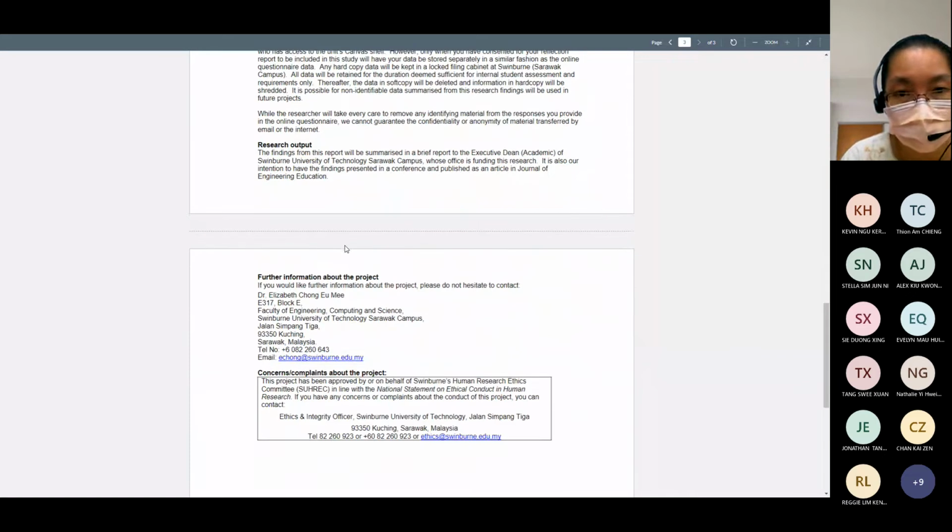So the research output is that the findings from this report, like I said, the money comes from Swinburne, so I have to report back to them. We will summarize all the findings, whatever you put into the questionnaire and your reflection report, and report it back to the executive dean of academic of our campus, which is Professor Sim Kwan Yong. We may also think of publishing the findings in journals.